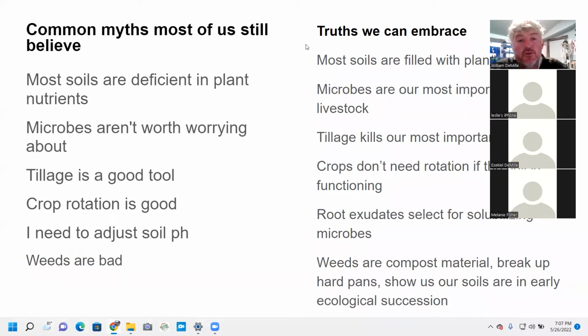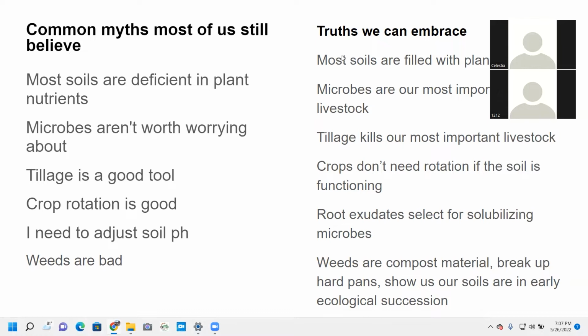So crop rotation is really very important if you don't have a functioning soil. But you really need to have the functioning soil for a lot of reasons, and every week we're talking about this, and so you already know a lot of the reasons of why. But for tonight's presentation, I'm just going to say that crop rotation is a thing of the past as far as having a functioning soil, meaning if your soil is really awesome, you don't have to have crop rotation anymore.